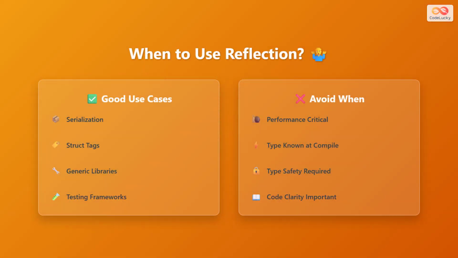Reflection is a powerful tool, but it's important to use it judiciously. There are certain scenarios where it shines, and others where it's best avoided. Good use cases include serialization, working with struct tags, building generic libraries, and creating testing frameworks. On the other hand, avoid reflection when performance is critical, when the type is known at compile time, when type safety is paramount, or when code clarity is important.